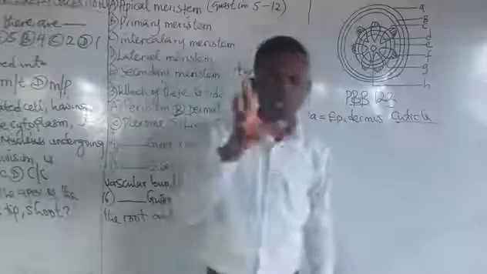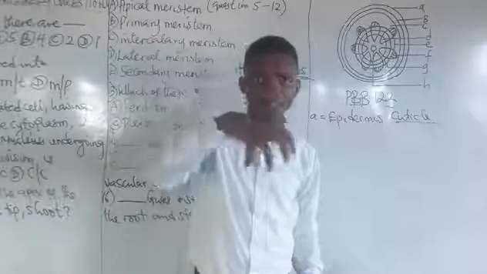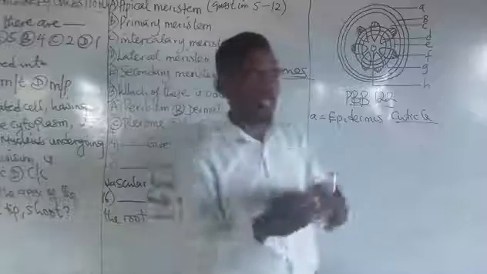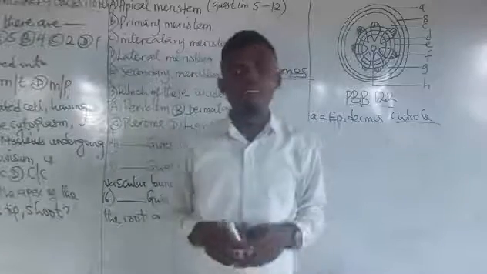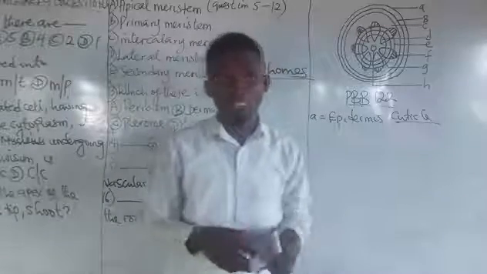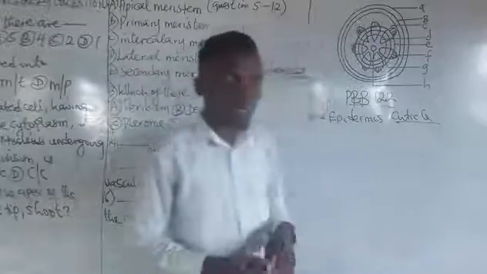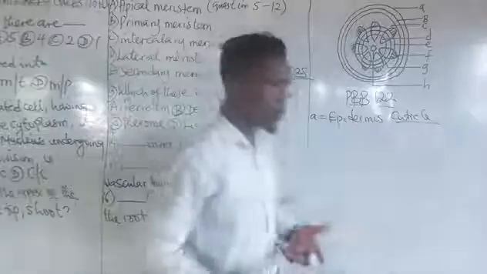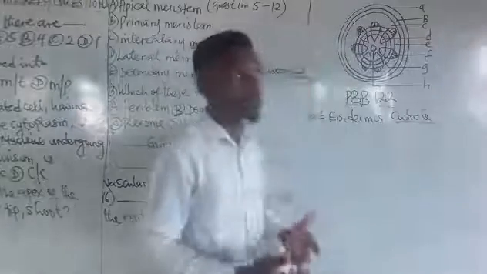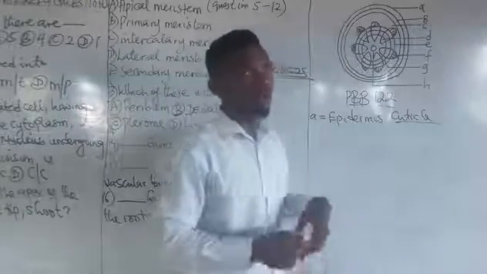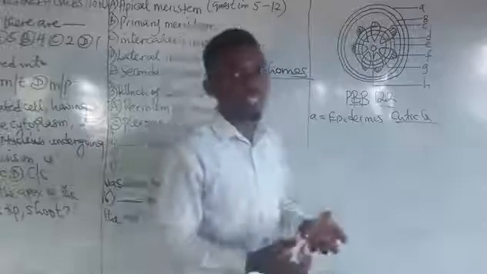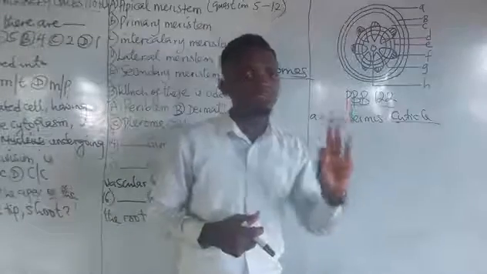Now, there are some special cells that assist this guard cell to control the stomata through opening and closing. That cell is called accessory cells. The cells that support the stomata, or that support the guard cell to control its opening and closing, are called what? Accessory cells.